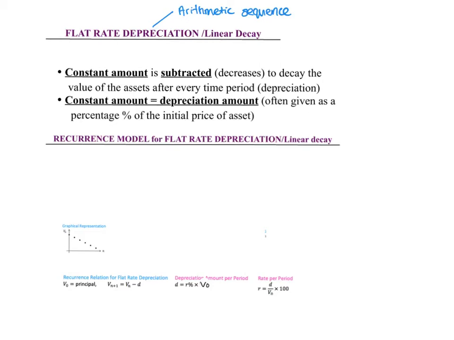So we're going to look at flat rate depreciation, and flat rate depreciation is an arithmetic sequence, and sometimes they use the word linear because that's similar meaning. Okay, so when we look at flat rate depreciation, we can see that a constant amount is subtracted. So instead of adding, we're going to take one away.